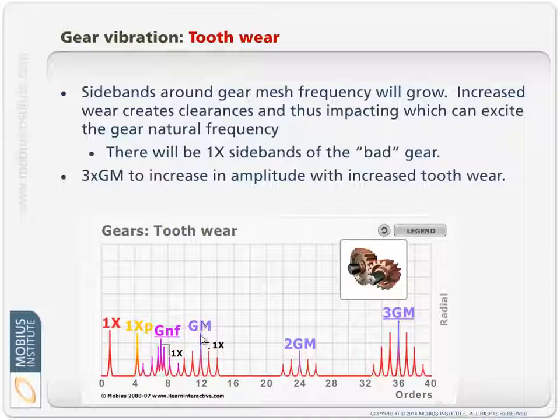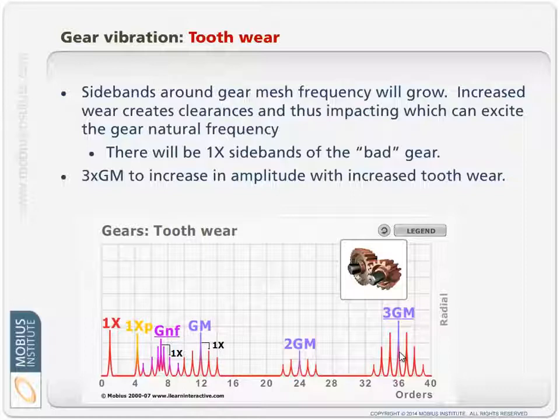Now, here's where I'm showing gear mesh, twice gear mesh, 3 times gear mesh. You may see 3 times gear mesh rise in amplitude. Look, these are guides. They've been published. The vibration's been experienced. But particularly with gearboxes that are potentially quite critical components, I would be reluctant to make a call purely on what I saw on the spectrum.